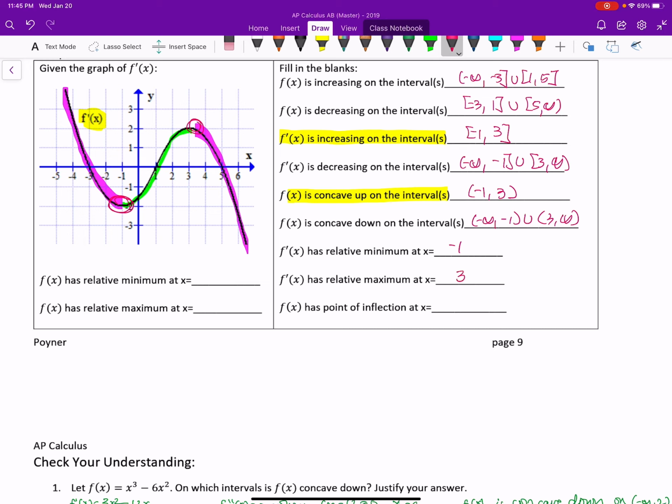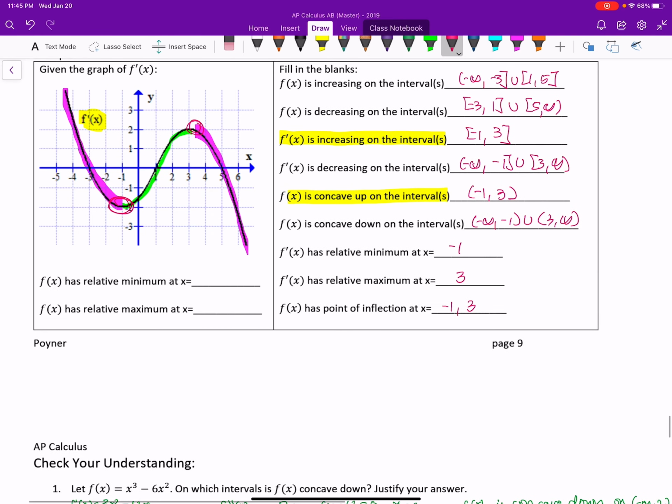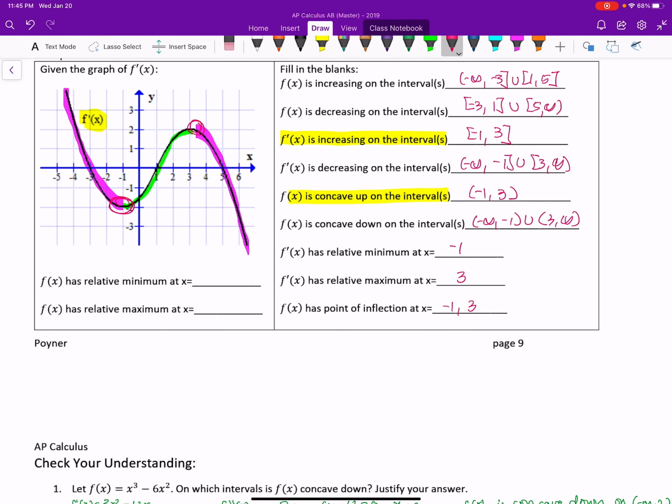And where does f of x have points of inflection? Well, in this case where there are relative maxes and mins of the derivative, as long as it's differentiable there, it's going to have points of inflection. So it's going to have a point of inflection at both negative 1 and 3 because f of x is concave down and then concave up at negative 1. So there's a change in concavity there, and there's also a change in concavity of f of x at 3 because it goes from concave up to concave down at 3.